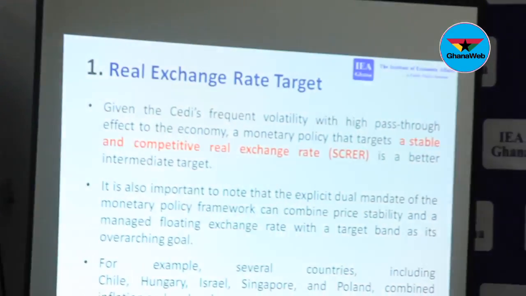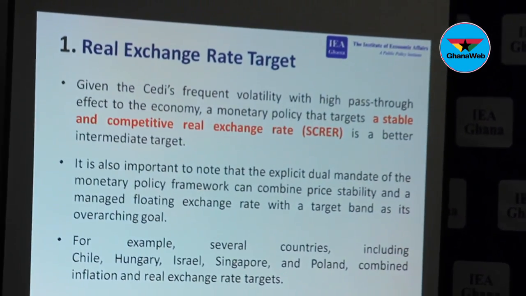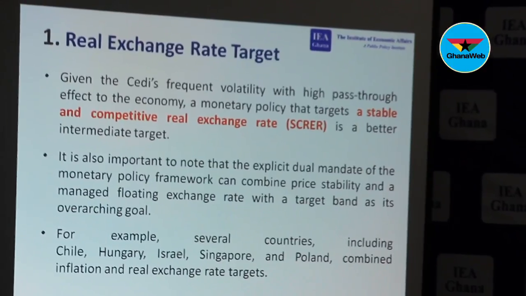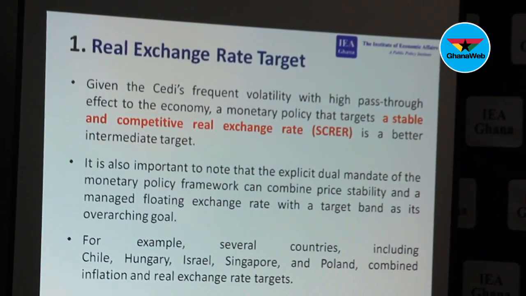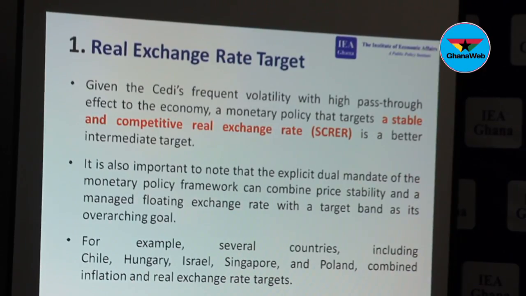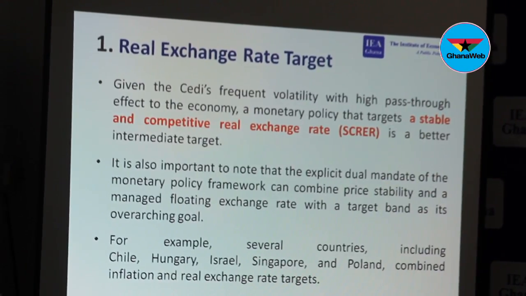And these in the literature are what we call the real exchange rate targets. The real exchange rate target, particularly where the country has very weak productive structures and its commodity or its exchange rate is vulnerable to external commodity shocks. The best policy option has been to target a stable and competitive real exchange rate.